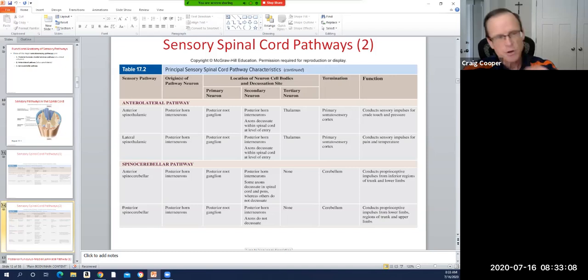You reach your hand in and you're like, oh yeah, I feel something in that bag. I'm not sure what it is. So that's kind of the more crude or gross kind of touch. Our lateral spinothalamic tract, that's where we're going to get pain. So that's where the nociceptor information is going to be carried. That's where our thermoreceptor information is going to be carried.